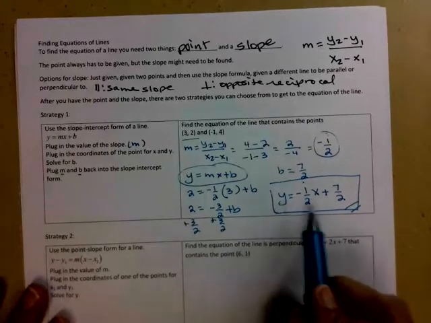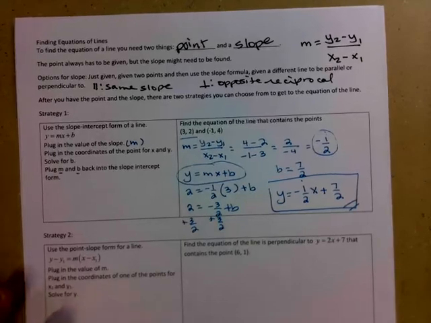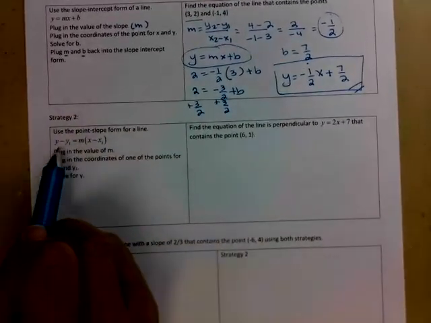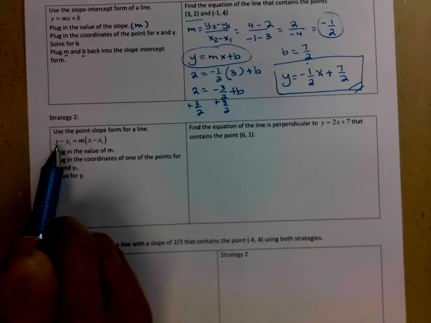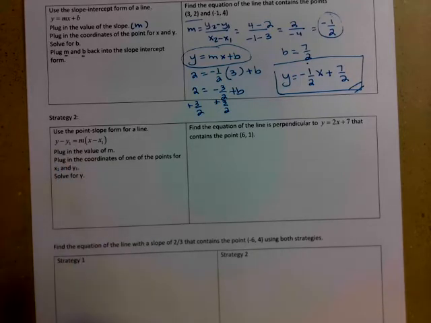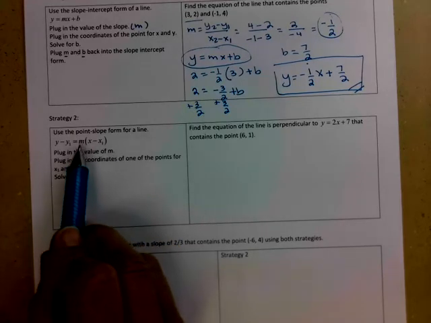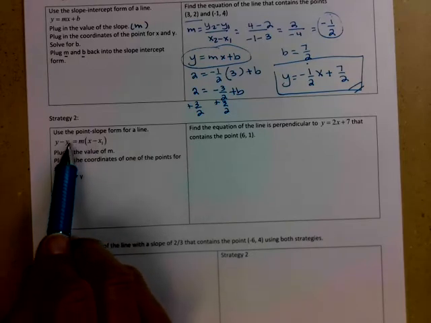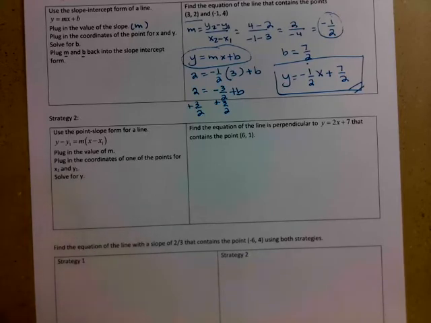Okay, so that's the equation of the line that goes through these 2 points. Okay, so strategy 2. What we do is we're going to use an alternate form of the equation of a line, and that looks like this. y minus y sub 1 equals m times the quantity x minus x sub 1. We're going to plug in that value of m that we have to know, and then we're going to choose the coordinates of one of the points for x1 and y1. Once we do that, all we have to do is solve for y.